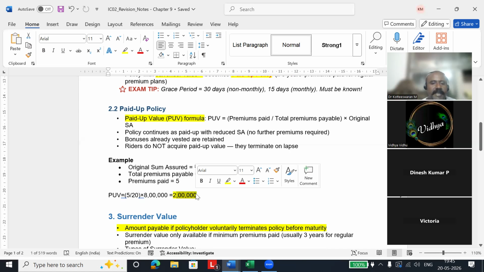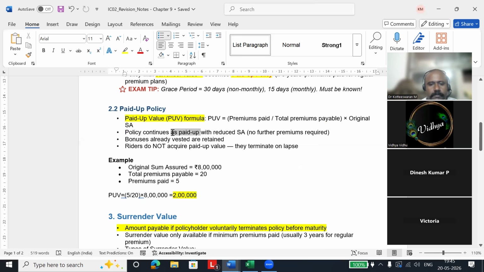So this is called paid up value, PUV. This is again an exam question. So the policy continues as a paid up with reduced face amount. No further premium required. Nothing. The policy will continue. So bonuses already vested are retained.